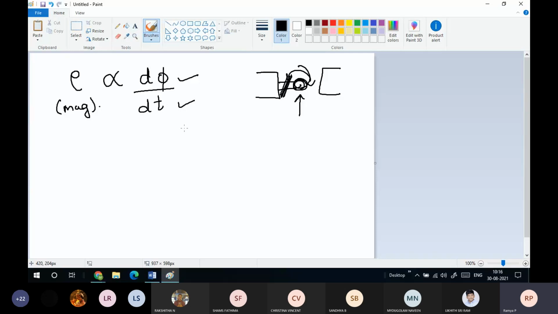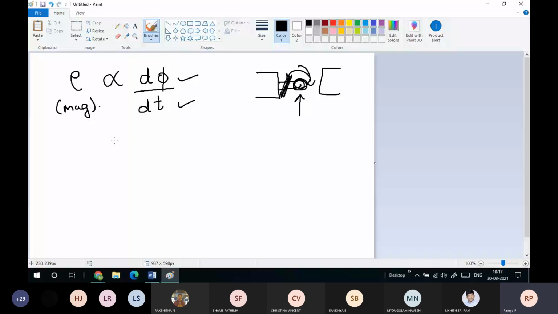Whatever EMF is induced just because of the physical movement of the coil, I'm just moving this coil, right? When I'm moving this coil, just because of this physical movement with respect to the flux lines, there will be an induced EMF. That EMF is nothing but a dynamically induced EMF. Dynamic means there is some motion in the process, while static means it is constant.